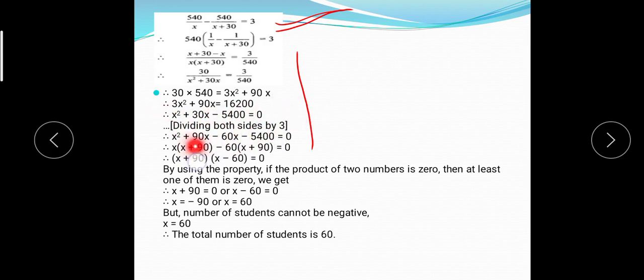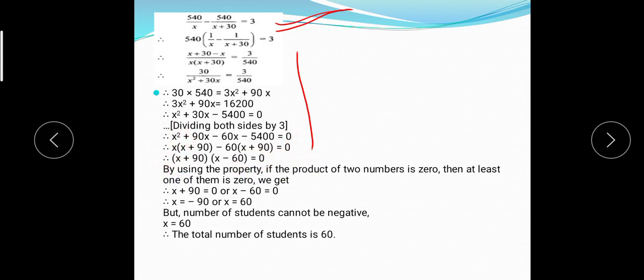So it will be 90 into 60. 9 6s are 54. Okay. And we want the addition 30 and multiplication minus 5400. So these are the two factors, 90 and 60. So x square plus 90x minus 60x minus 5400 is equal to 0, and therefore x plus 90 in one bracket and another bracket x minus 60. These are the factors of this equation. So you will get equal to 0.